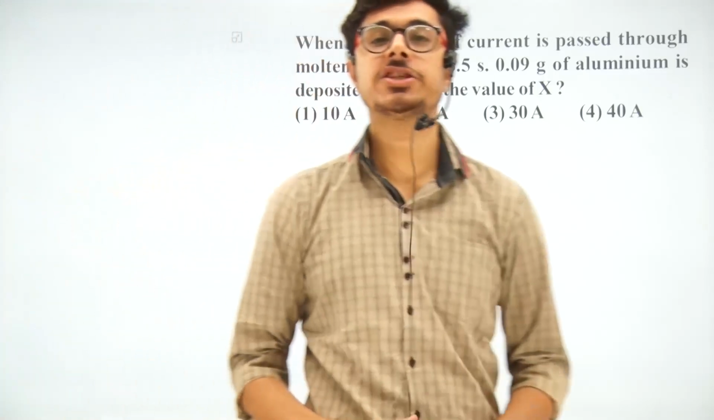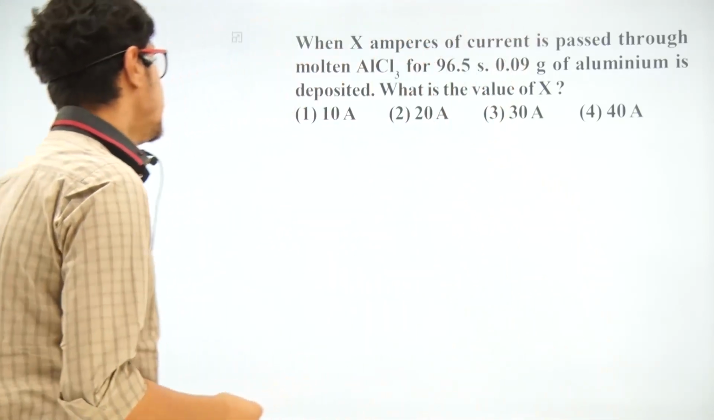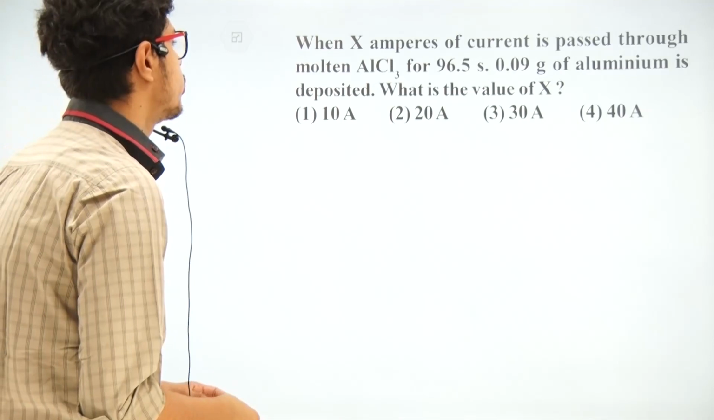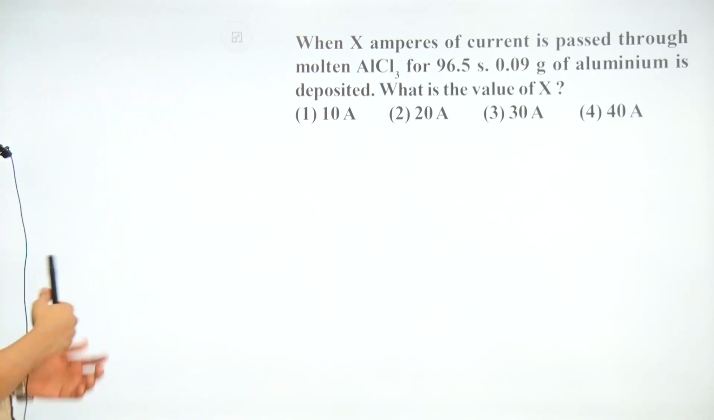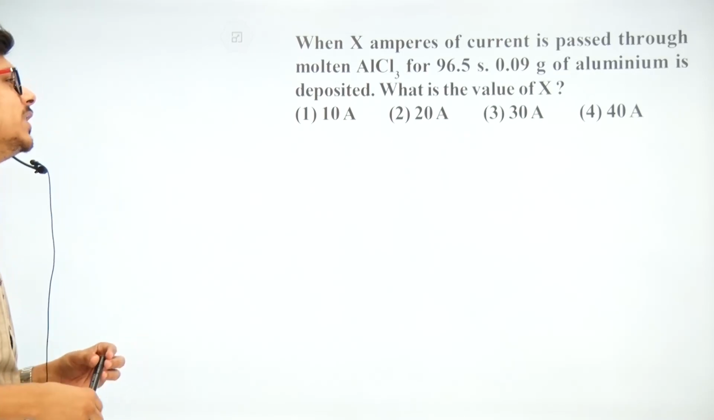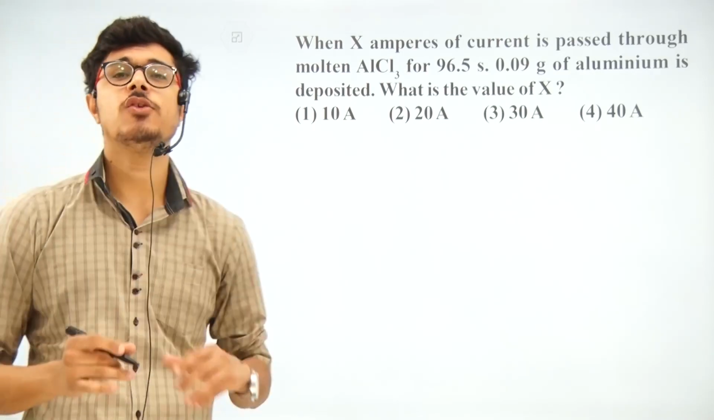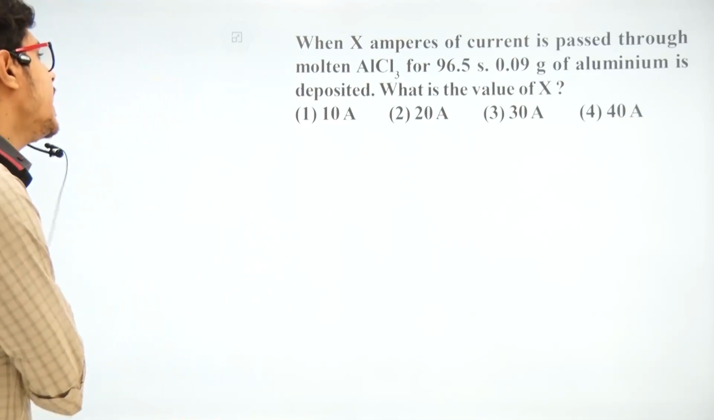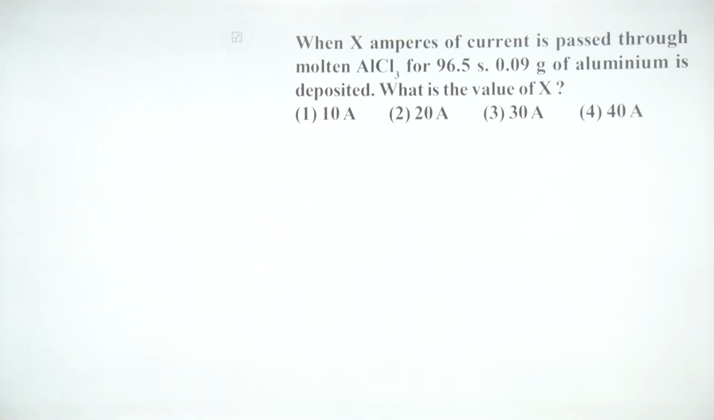Okay students, coming to the next question. Our next question is, when X amperes of current is passed through molten AlCl3 for 96.5 seconds, 0.09 grams of aluminium is deposited. What is the value of X? We need to find the value of X here, that means the amount of current, X amperes of current.